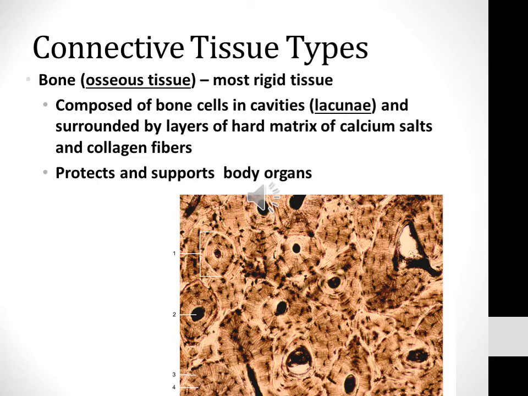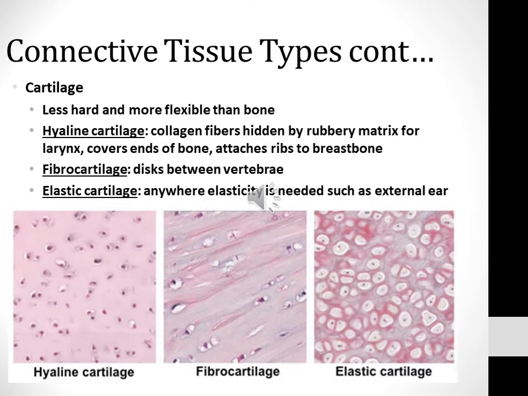And the cell here is known as an osteocyte. So our bone cells are osteocytes. So bone cells. Osteo meaning bone, cytes for cells. This is our most rigid of our connective tissues. As we work our way from rigid to loose, we next come upon cartilage.